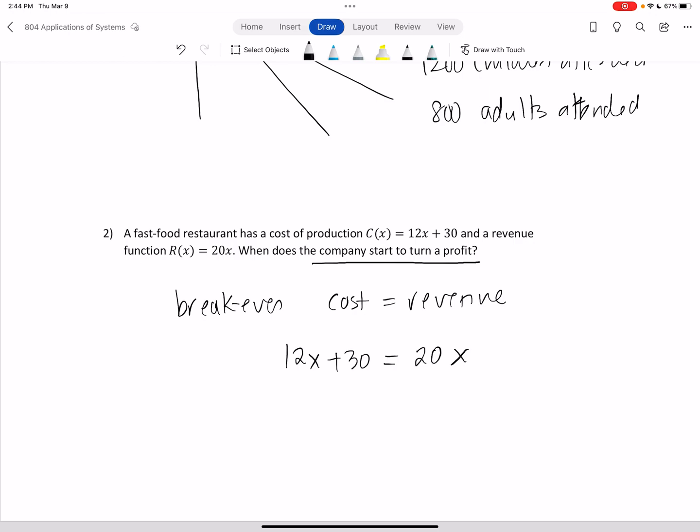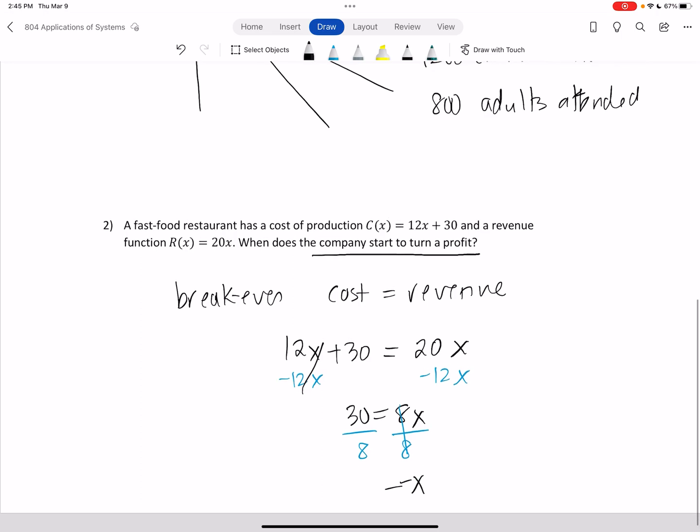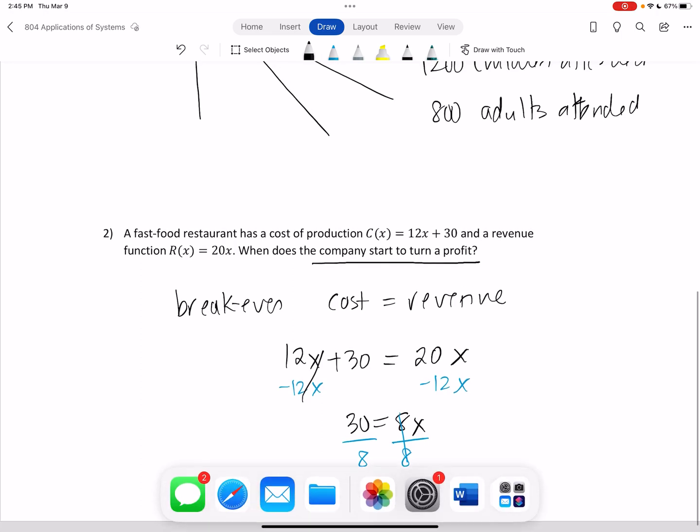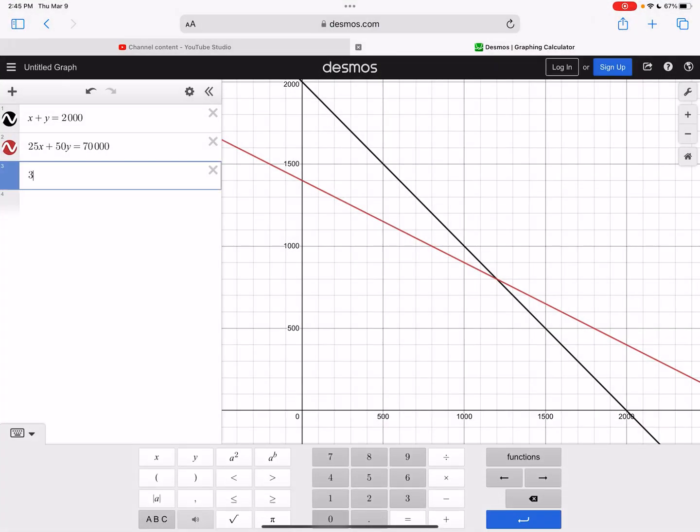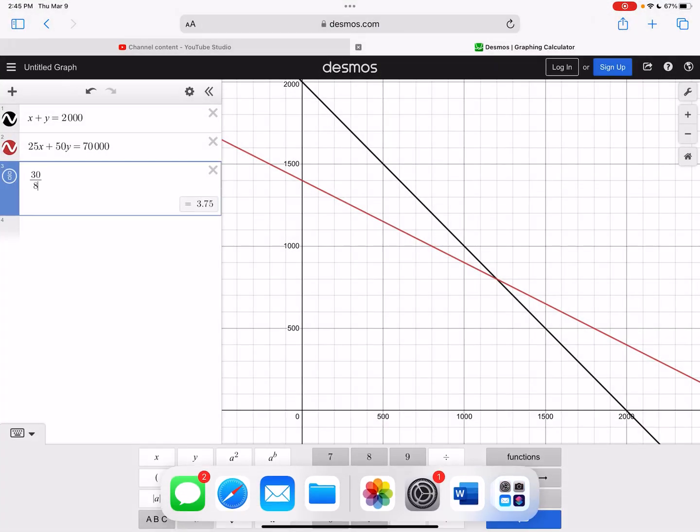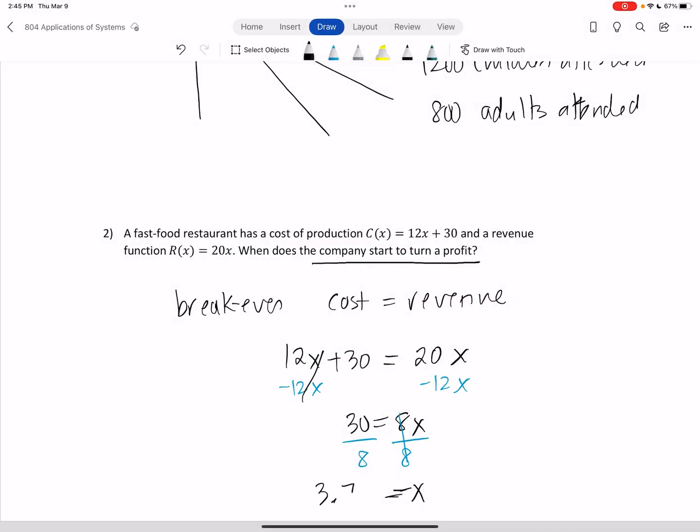We can just solve this, right? Subtract 12x from both sides. 30 is 8x. Divide by 8. X is 30 divided by 8, which is 3.75. So the company turns a profit if they sell more than 3.75, and they lose money if they sell less than 3.75.